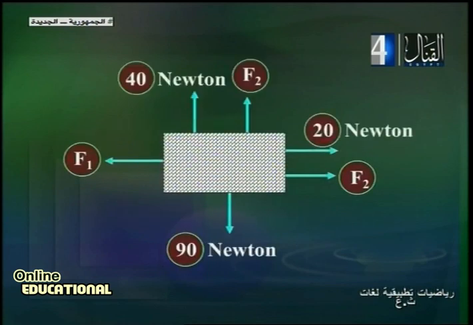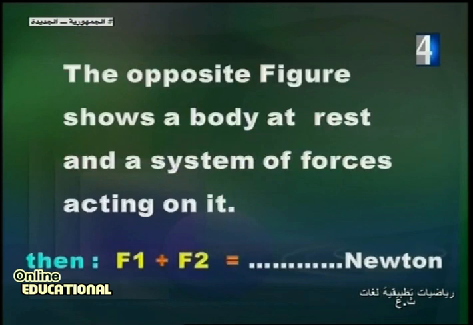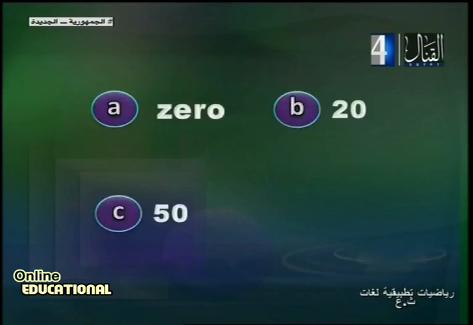Another exercise. The opposite figure shows a body at rest and a system of forces acting on it. Then F1 plus F2 equals: 0, 20, 50, or 120.